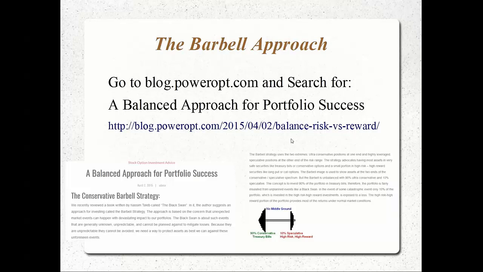blog.powerop.com/2015/04/02/balance risk versus reward. And this talks about the barbell strategy where 90% of the portfolio is in conservative positions and 10% is in highly speculative high-risk reward. Well, for Ernie, this means he still wants to be an active trader. This means roughly 90% is in married puts and positions that he can bulletproof, reduce the risk. I think his average loss is lower than mine. It's only 4.1% on a position. He does bulletproof positions as well.